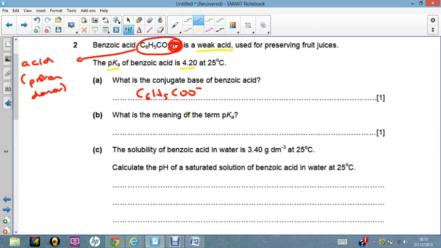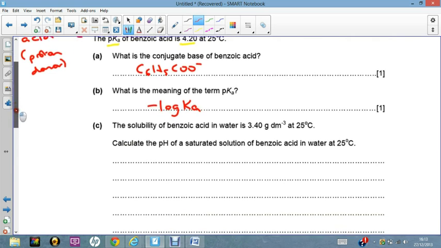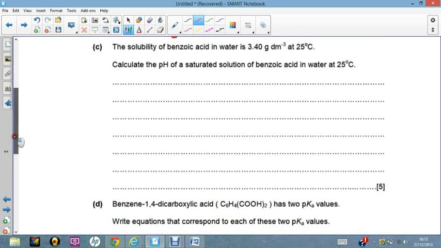Part B. What is the meaning of the term pKa? Slightly misleading because you're all probably thinking that it's asking for a definition. It's not. It's actually asking for this calculation. Okay, that's the easy bit of this question over with.